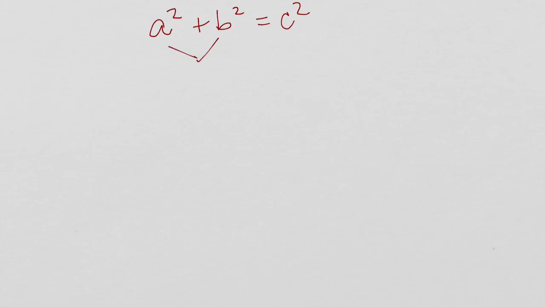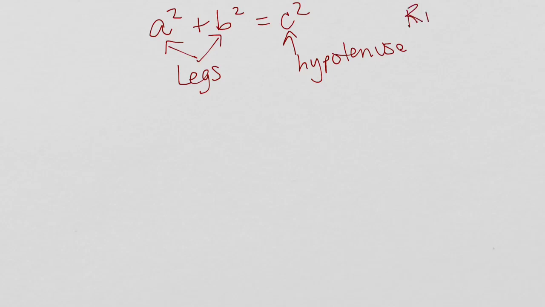Remember that these two must be the legs, and the legs again are the sides of the right angle, and this must be the hypotenuse. And again, we're only talking about right triangles. This only works for right triangles. Right triangle. Okay, just as a reminder.